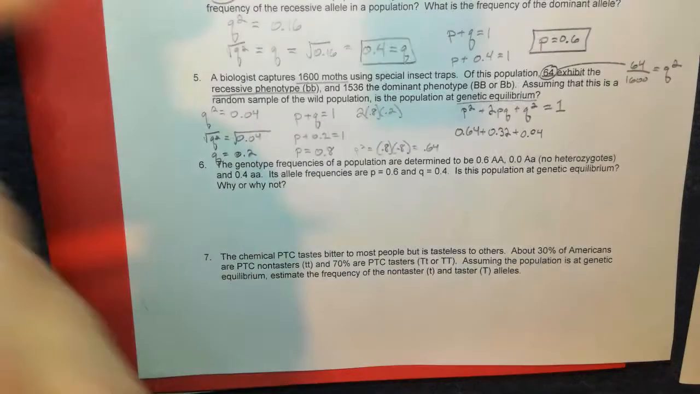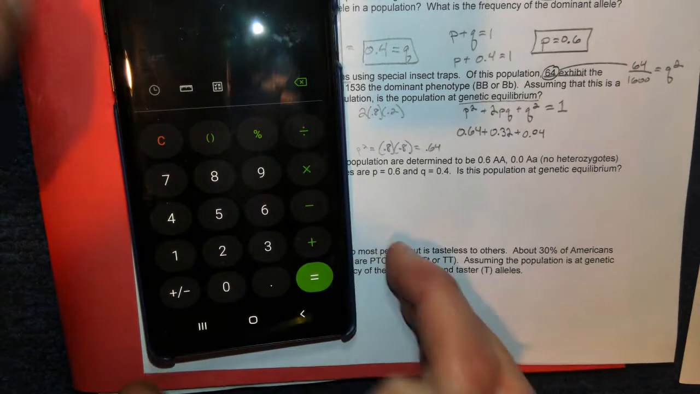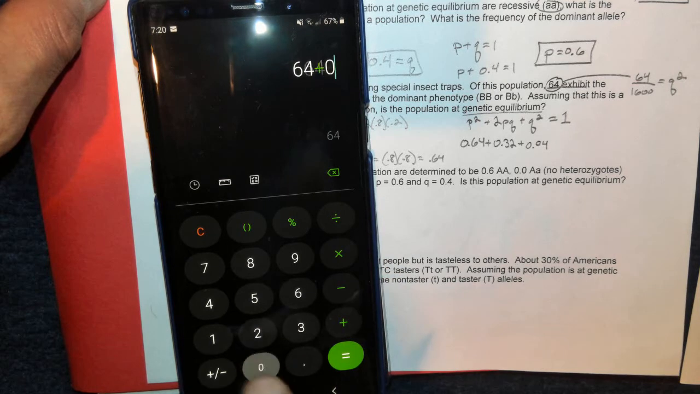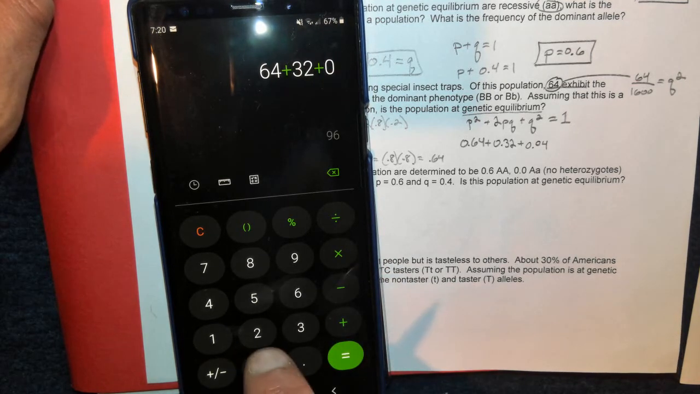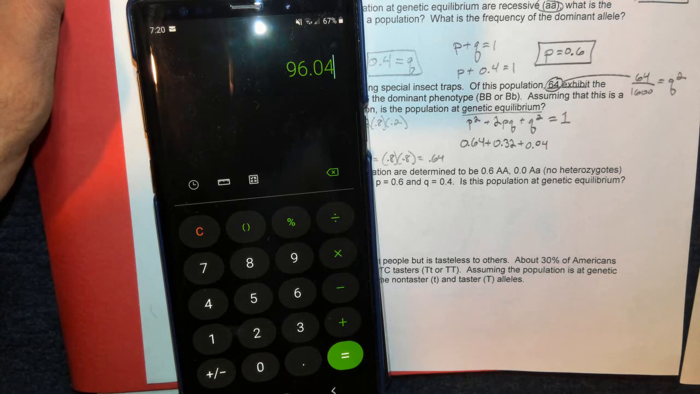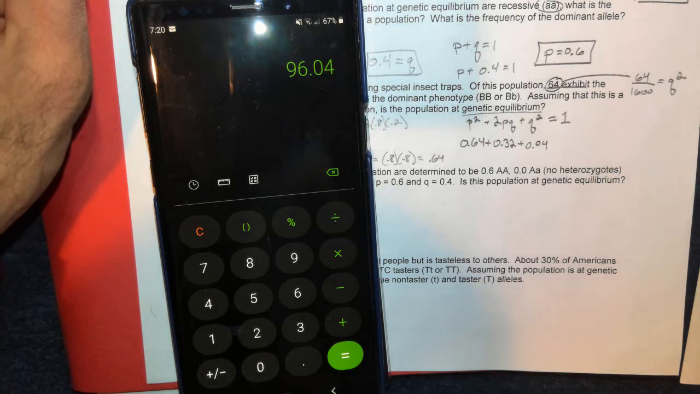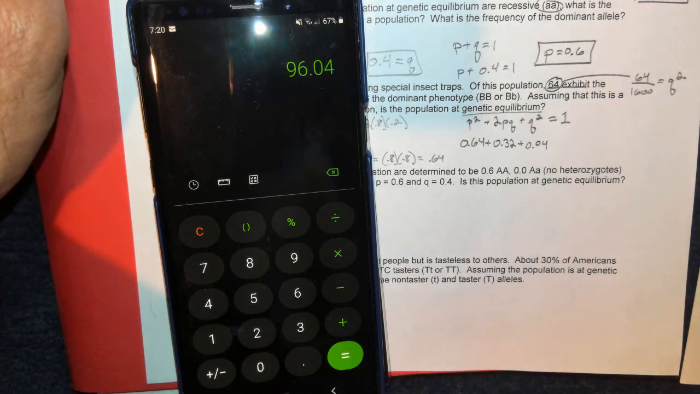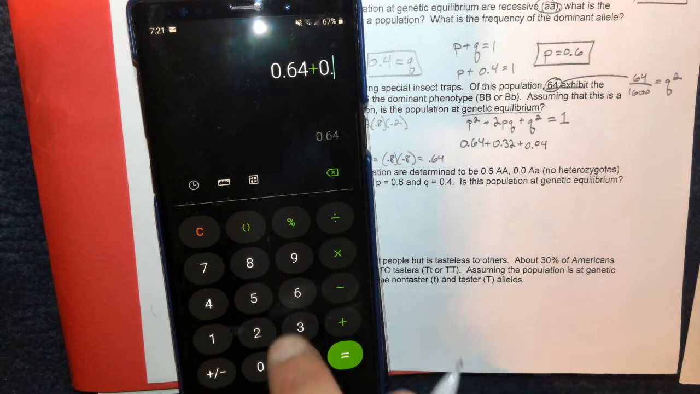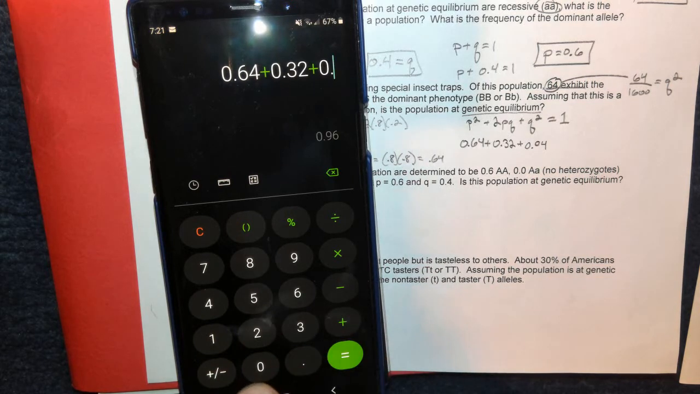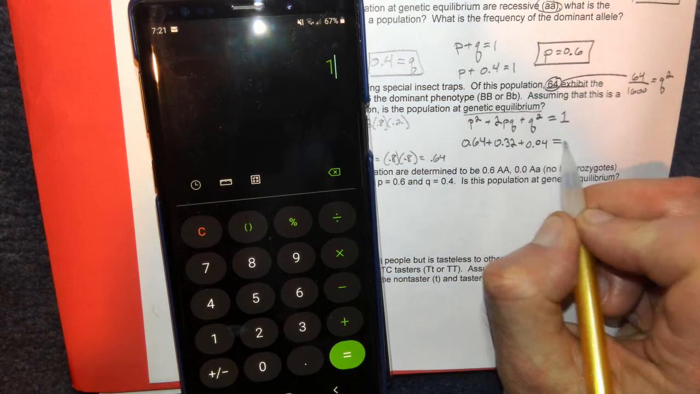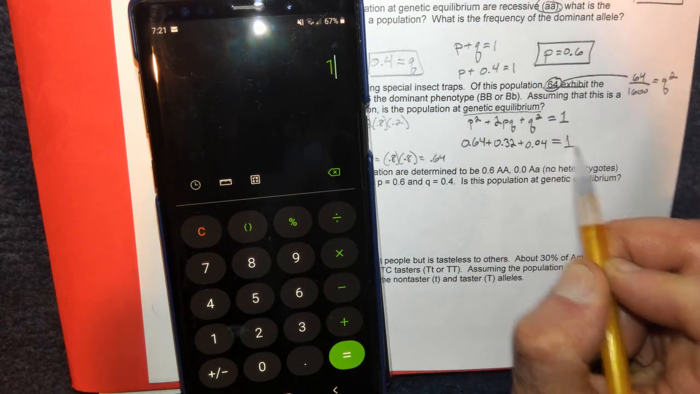So now we take our calculator, and with our calculator, I take 0.64 plus 0.32 plus 0.04, and I equal 96.04. I did that wrong. 0.64 plus 0.32 plus 0.04 equals 1. There we go. Yes, it's in Hardy-Weinberg equilibrium.